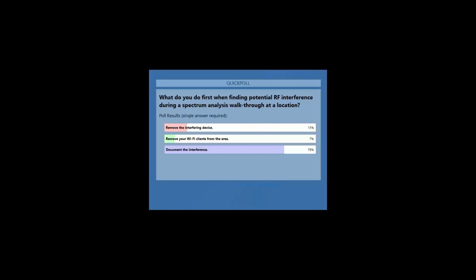Let's see the results. How did we do today, guys? That's right. 80% got it right, according to CWNP best practices. It's the measure twice, cut once approach. When you see something, don't do anything right off the bat besides document it, right? And then start with your process, right?